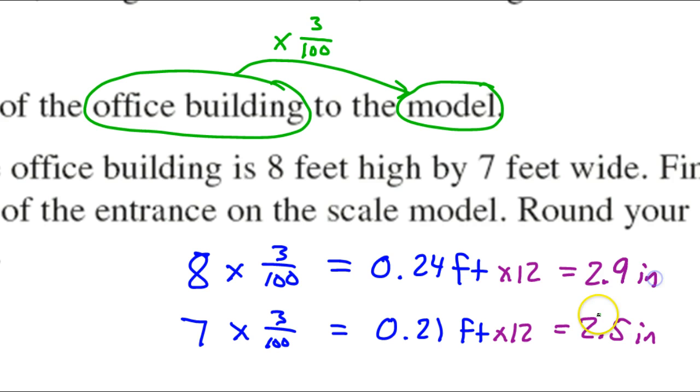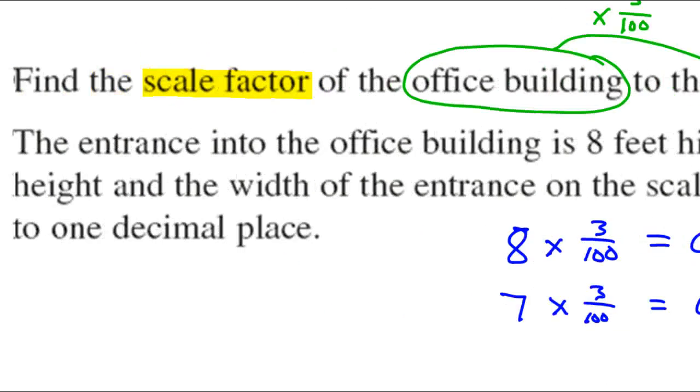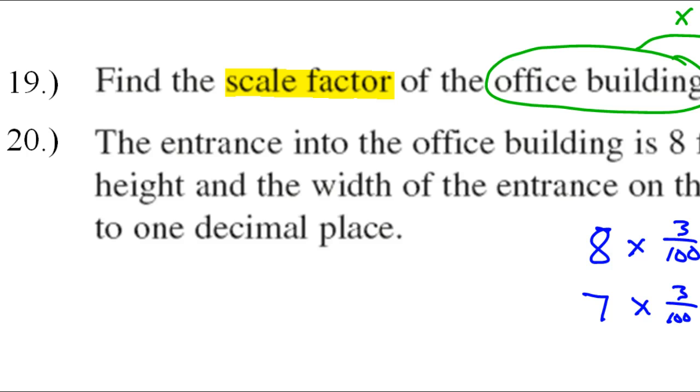2.9 inches. So those would be the dimensions. 2.9 inches by 2.5 inches. And that's it. That's going to be the end of this video on similarity and scale factors and similar triangles. I hope it was helpful, and I hope to see you on the next video.